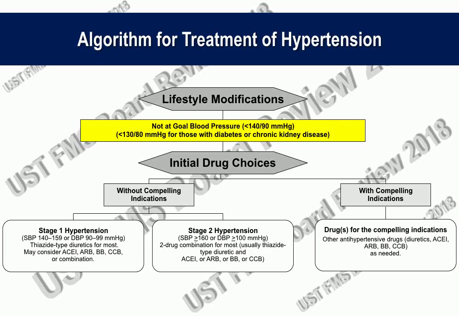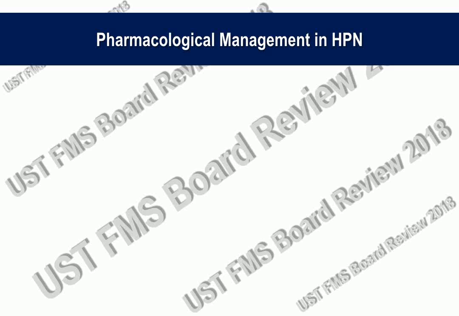If the patient is not yet at goal blood pressure, that's the time you start the patient on a medication. And of course, in the guidelines, they look at compelling and without compelling indication. The majority of these recommendations, especially for stage 2 hypertension, would recommend a fixed dose combination. So try to review the different compelling indications for the particular class of drug. So let's review the pharmacological management of hypertension.